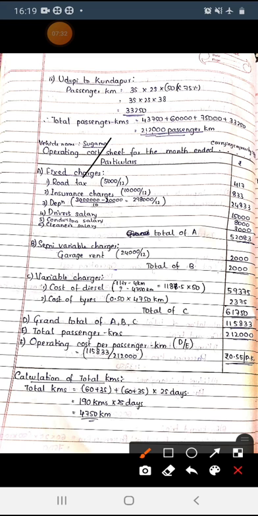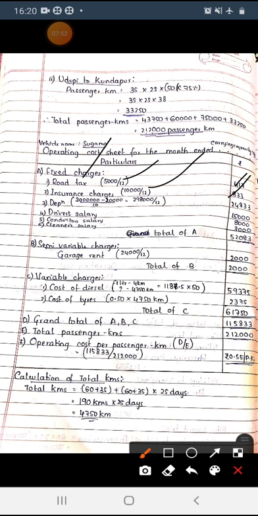Insurance charges, and before that road tax. See, annual road tax, how much? 5,000. We need to write here for the month only. So for annual 5,000, for a month 5,000 divided by 12, that is 417. Next, insurance charges per year 10,000. 10,000 divided by 12, 833.